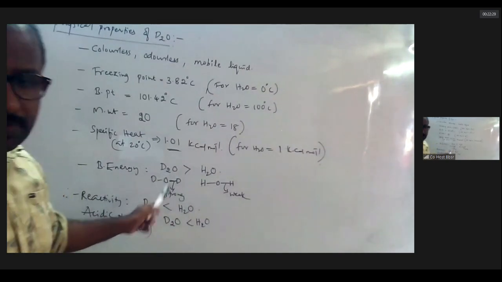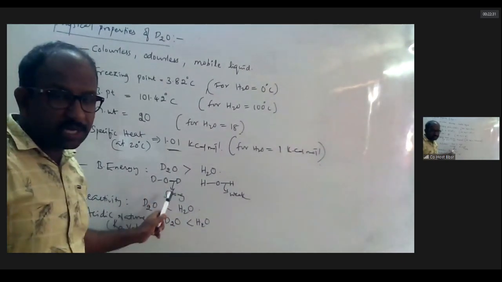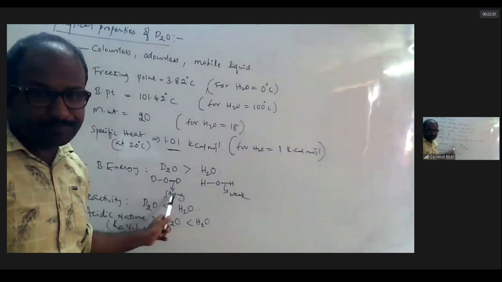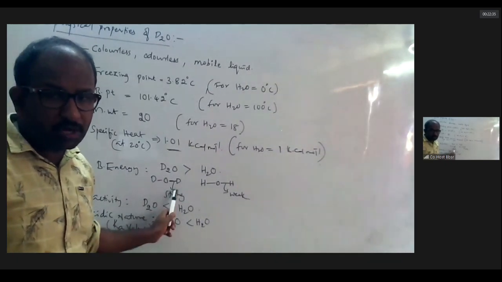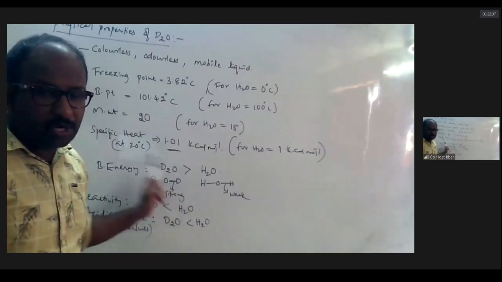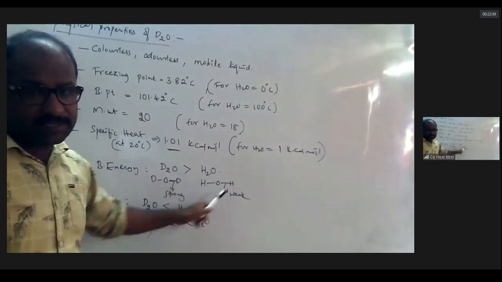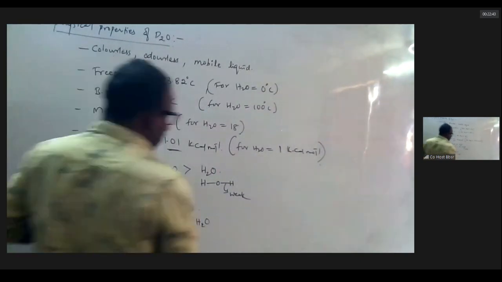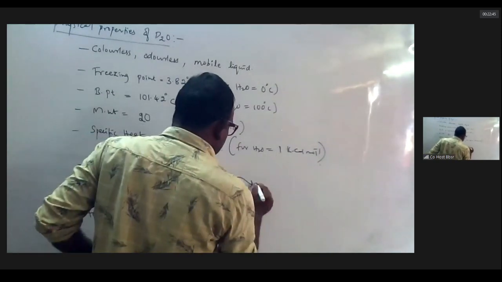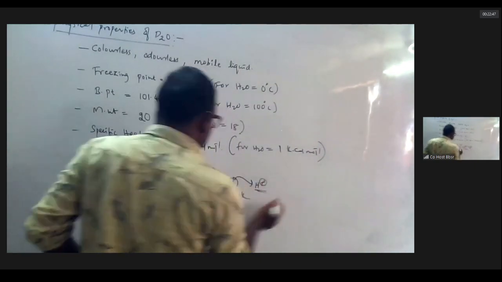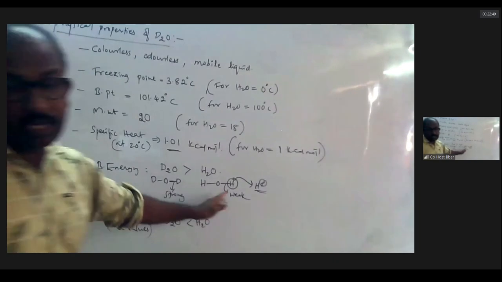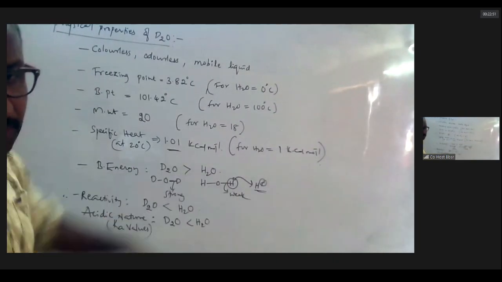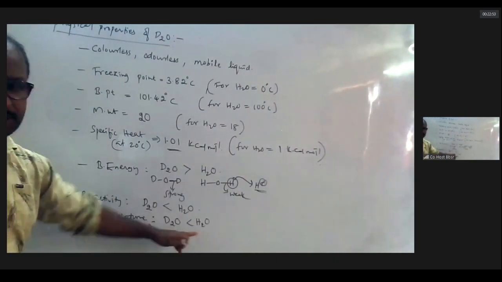D2O means the bond energy is higher, meaning the OD bond is stronger. The bond energy is higher than this OH. So therefore it is weak, therefore it can lose H plus. Right? Therefore, this is more acidic. It can lose H plus or not. Therefore, H2O is more acidic.